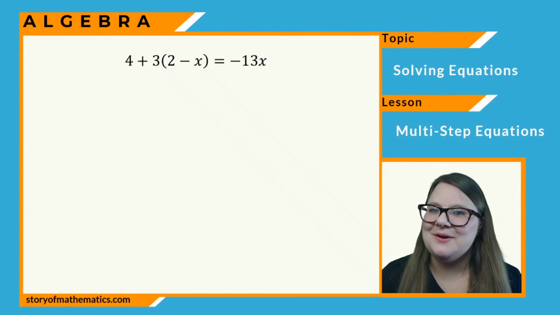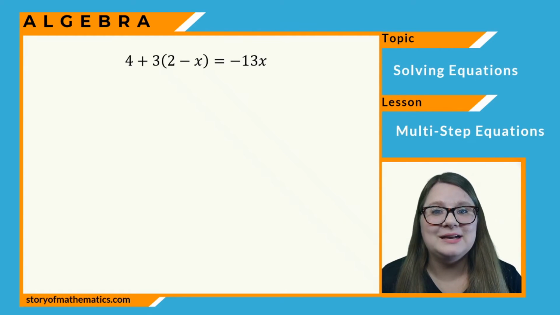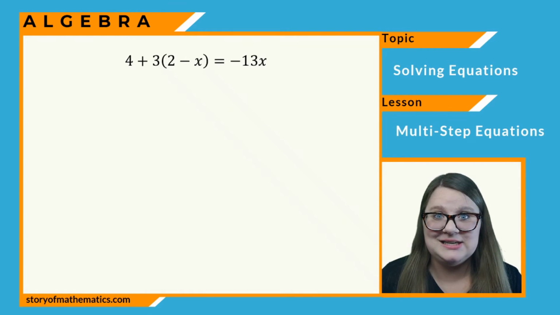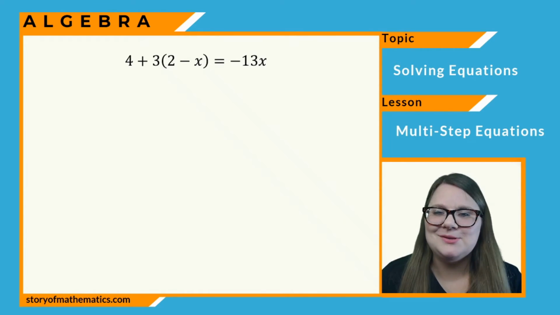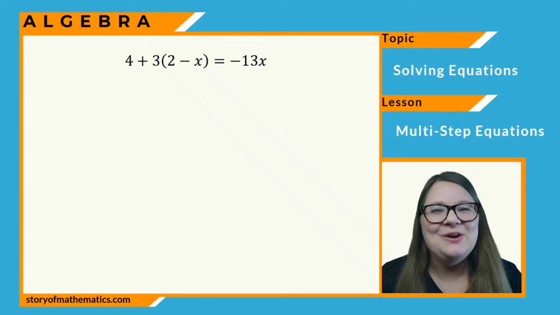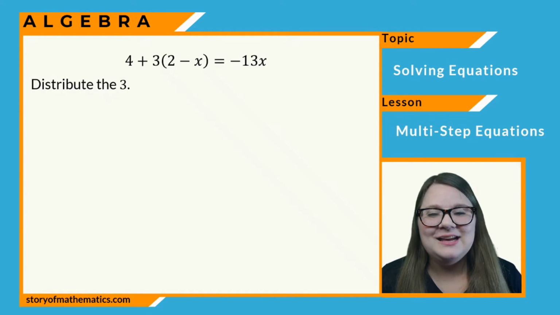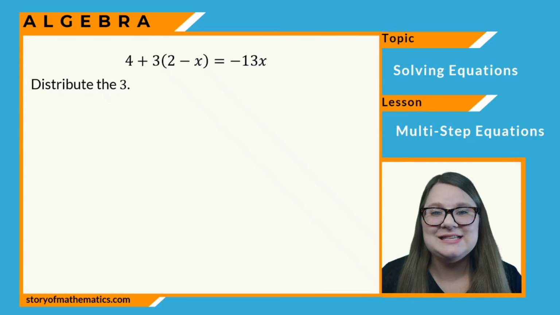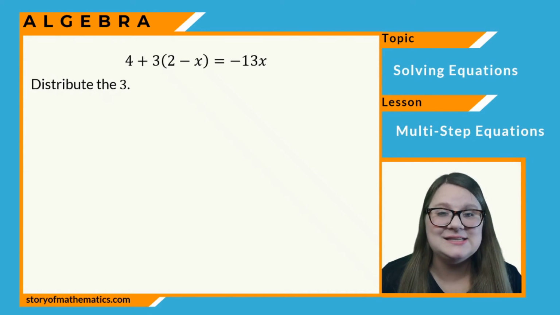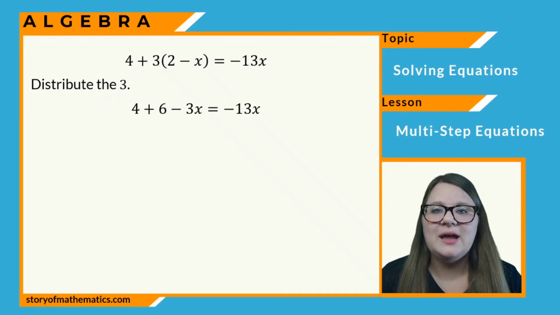I have another equation for you. What if I gave you 4 plus 3 times (2 minus x) equals negative 13x? Well, I'm sure you've already noticed that we are going to distribute first. In this case, we're going to distribute the 3. When I do that, 3 times 2 is 6, and 3 times negative x is negative 3x. So I can carry down everything else, and that gives me the equation 4 plus 6 minus 3x equals negative 13x. I want to combine like terms.